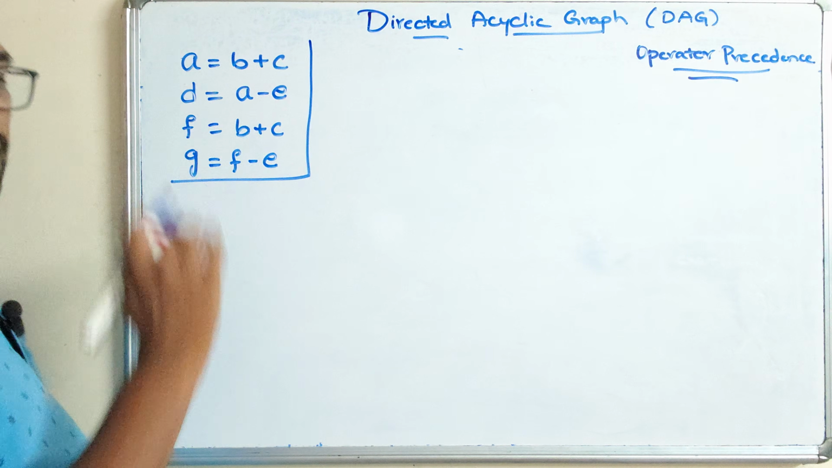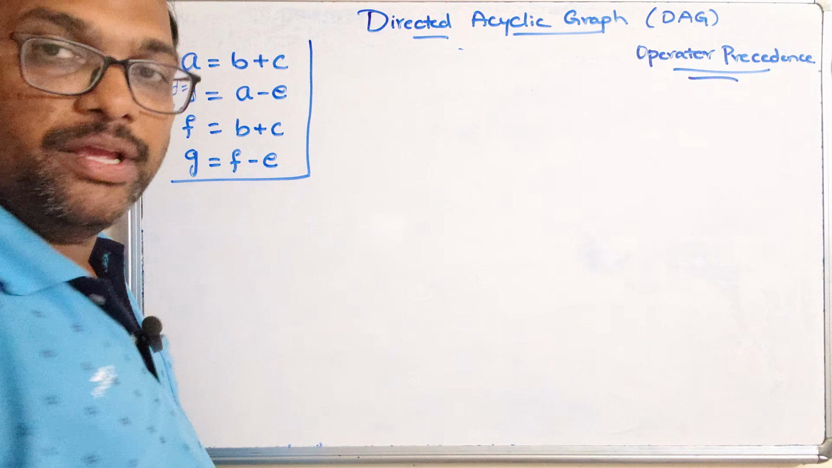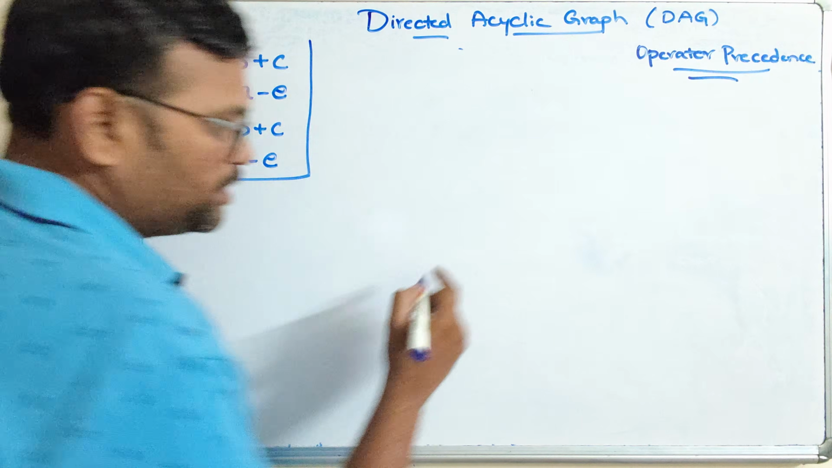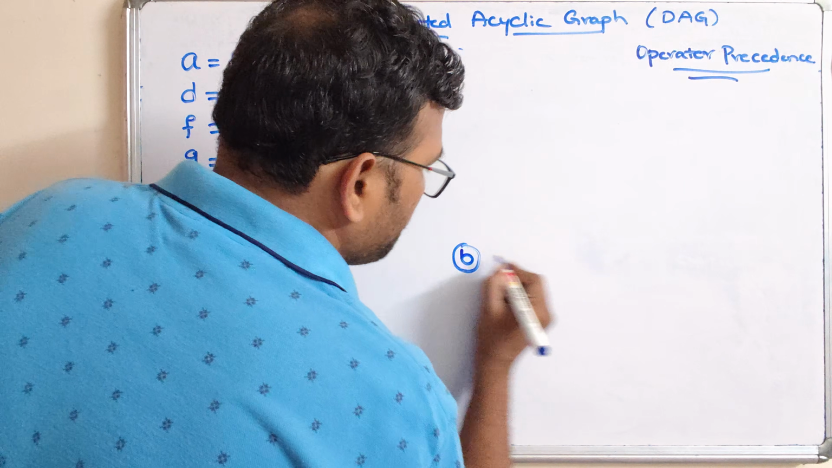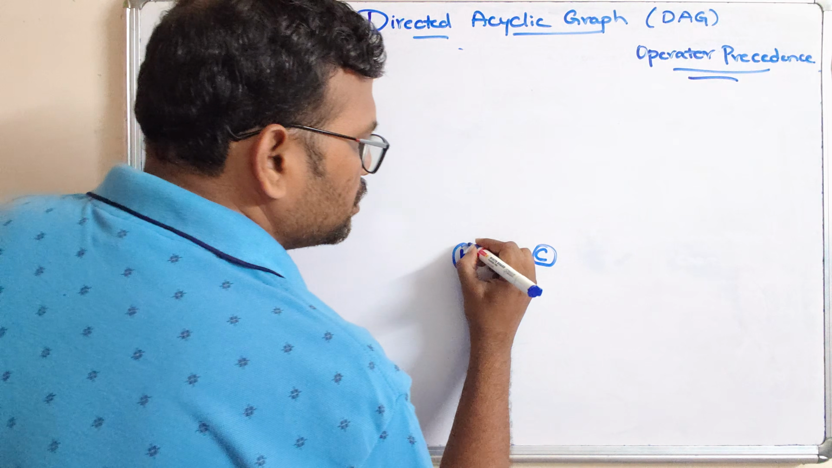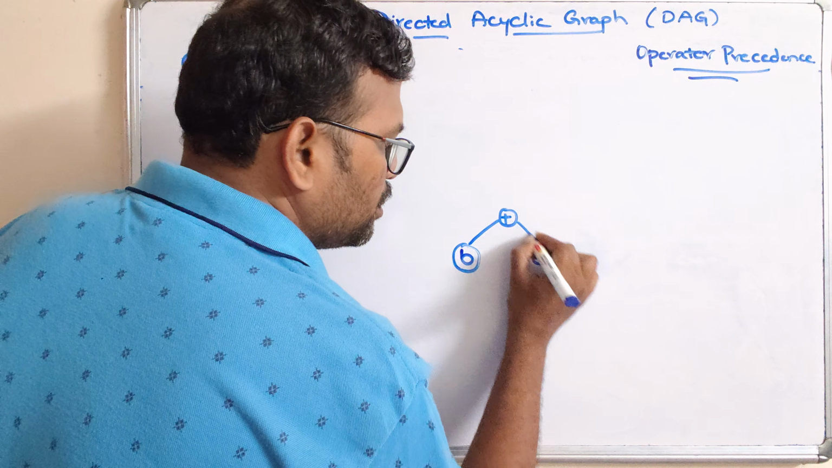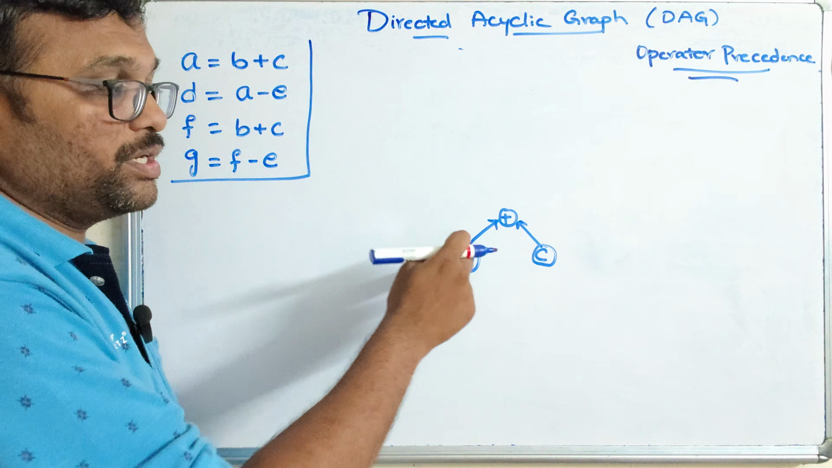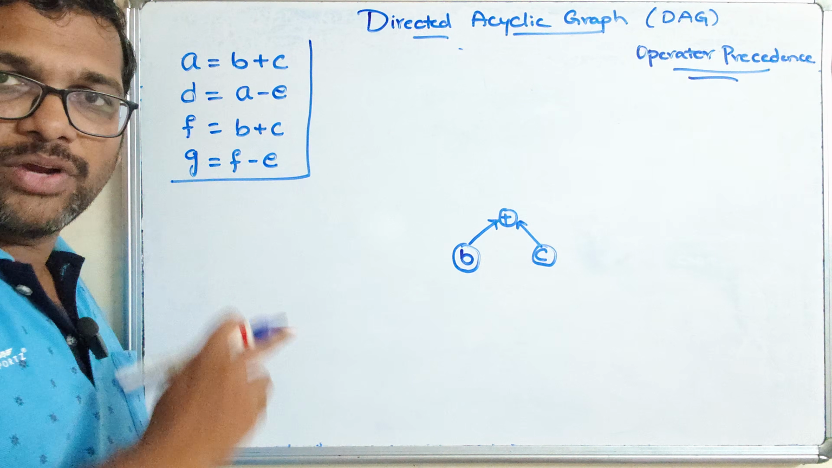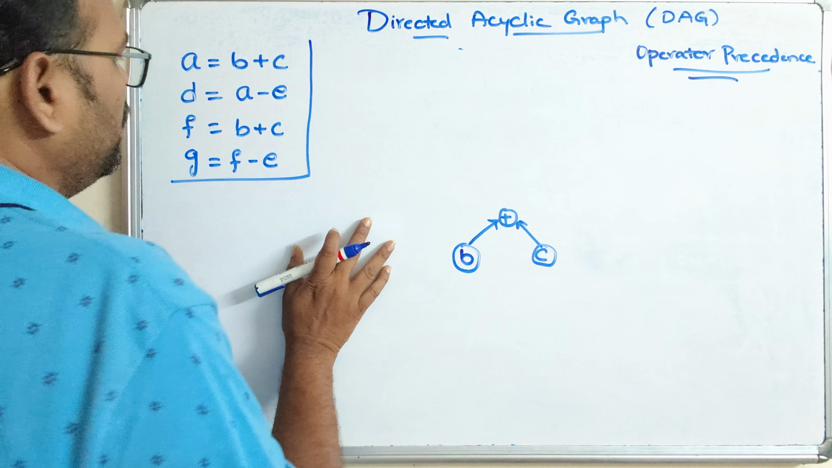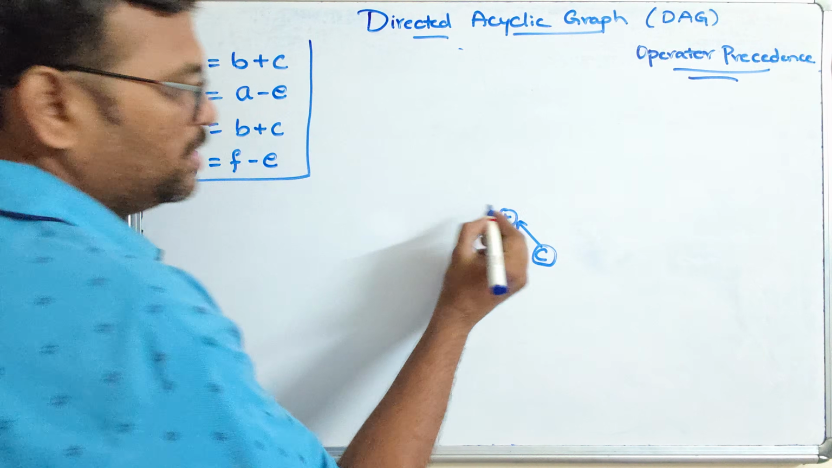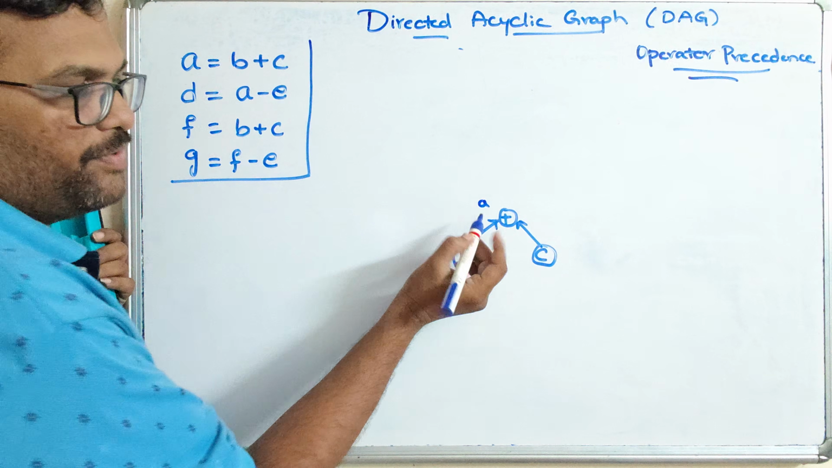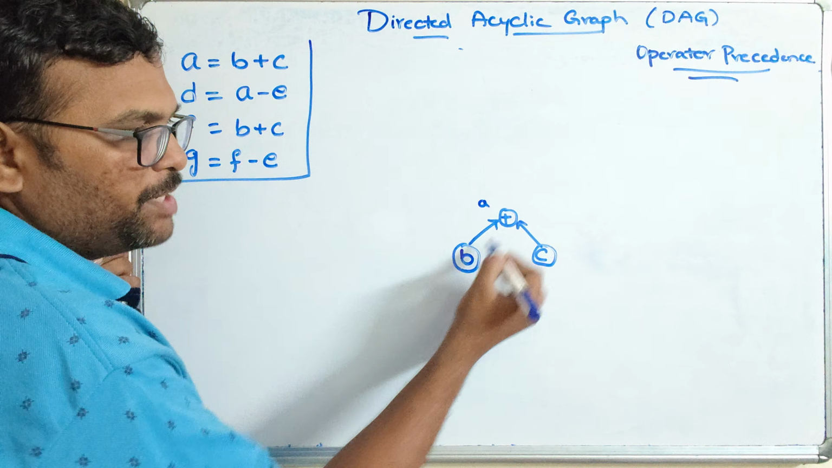Starting with the first instruction, initially there is no node. We can create B and C and perform the addition operation. I'm creating two nodes and performing the addition between them. This is a directed acyclic graph, so you have to use directed arrows. Then D is equal to A minus E. Just for reference, I am labeling this node A, so A means B plus C.